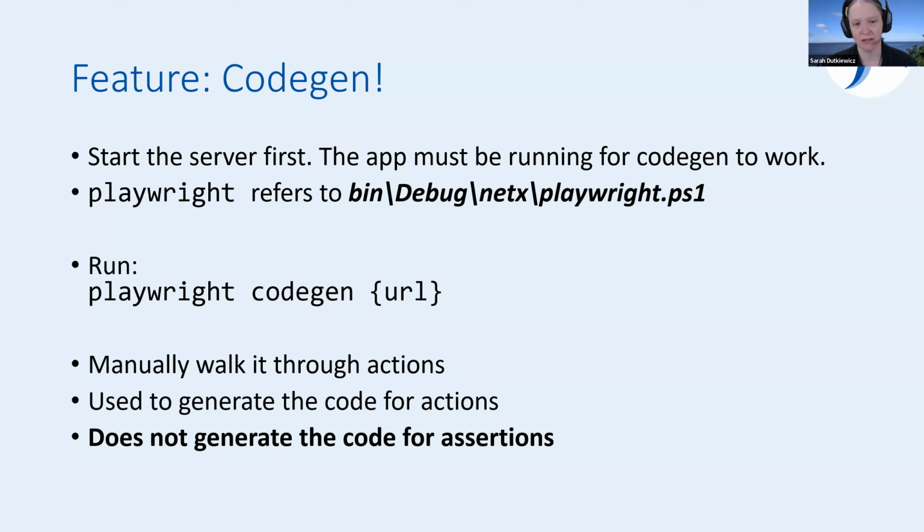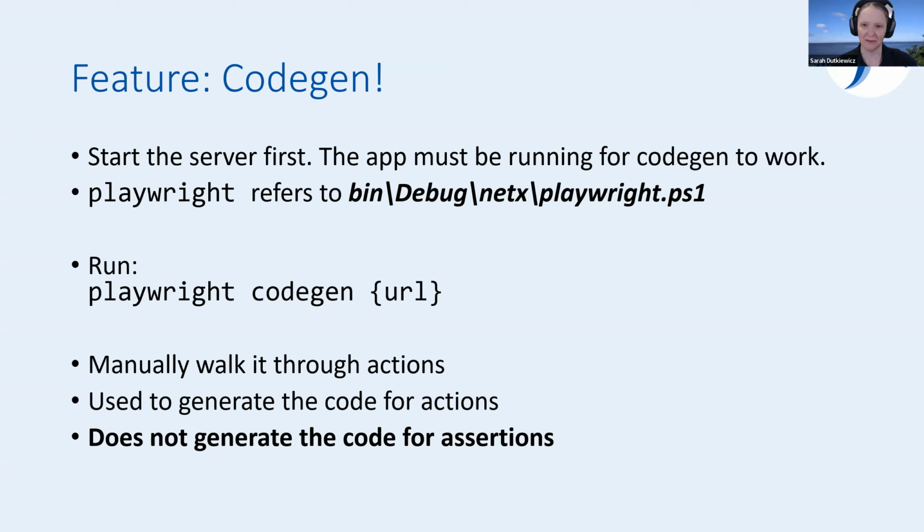But Codegen is nice because it will generate what are known as locators. So how do you find an element in terms of Playwright? The code generation will tell you how to refer to that element. Now, something to keep in mind with code generation is it is specifically to generate the code for the actions that you take. It is not going to generate the assertions. So that's something you'll have to take care of. I am going to show you a demo of Codegen where we walk through actions. And I'll point out some of the gotchas along the way.